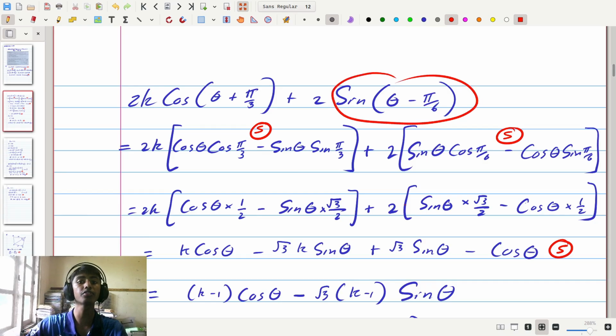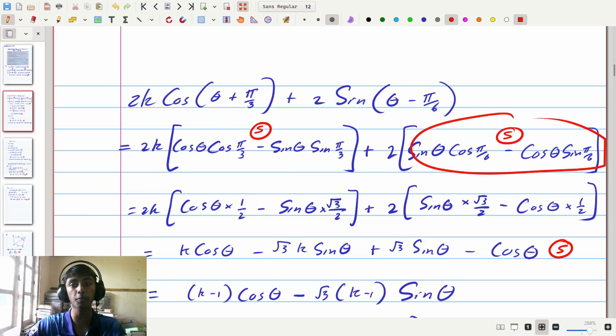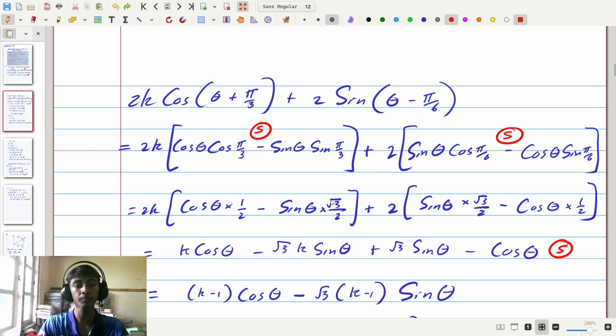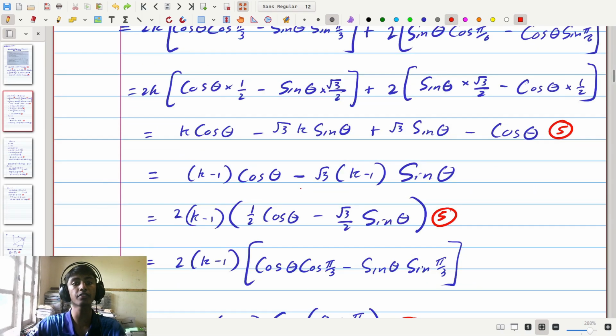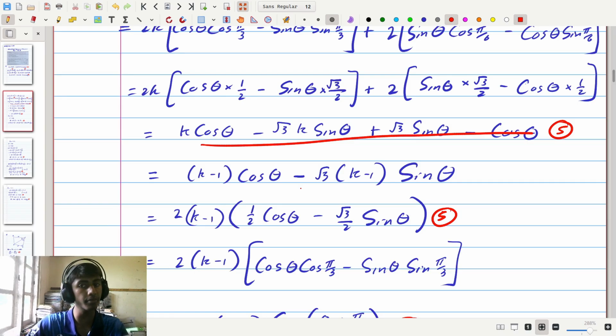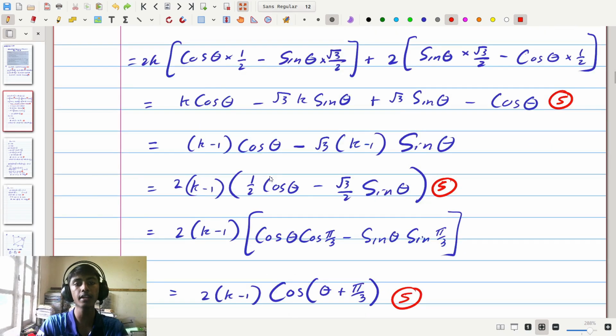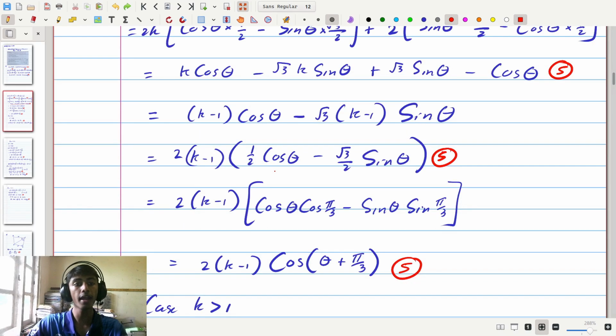And you simplify the sine of theta minus pi by 6 to this expression right here, you get another 5 marks. Now after that, when you simplify, substitute in all of the trigonometric expressions and get this equation right here or something similar, you get 5 marks. And then when you group it into this form and you get 2 times k minus 1 times half times cosine theta minus root 3 over 2 times sine theta, you get 5 marks.